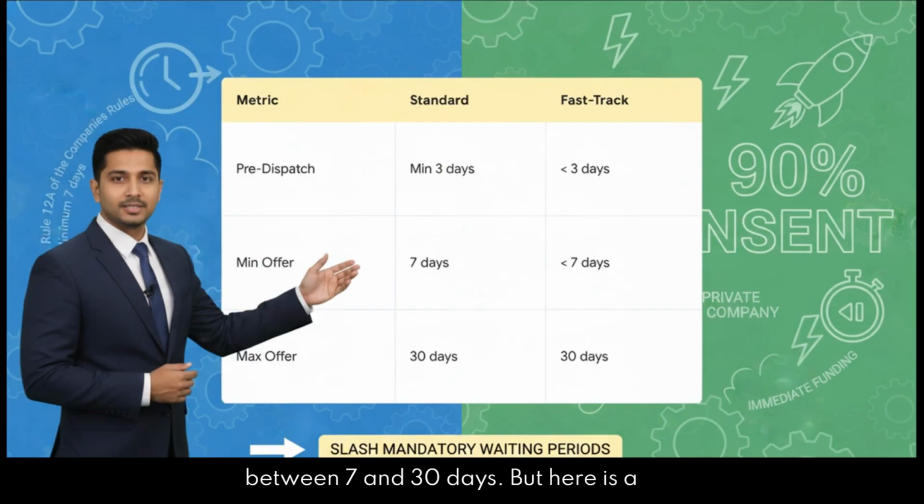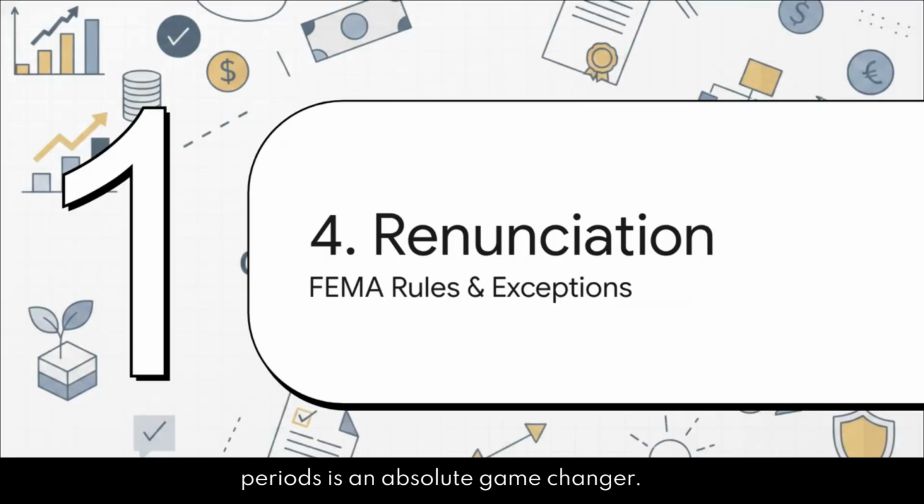But here is a massive fast-track loophole. If you're a private company and you can secure consent from 90% of your members, you can literally slash these mandatory waiting periods. You can reduce that pre-dispatch notice, and you can even keep the offer open for less than 7 days. For startups or companies needing an immediate capital injection, bypassing those strict waiting periods is an absolute game changer. Section 4. Renunciation and FEMA rules, modifications, and exceptions.